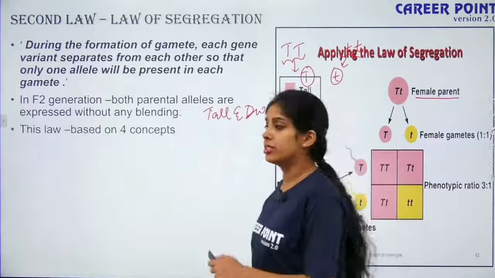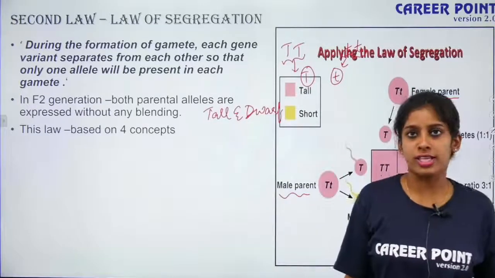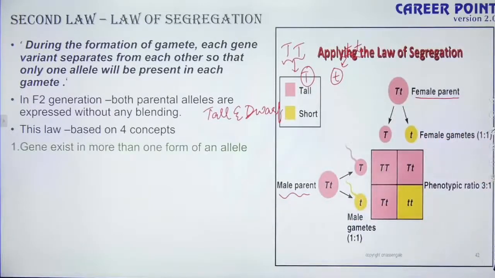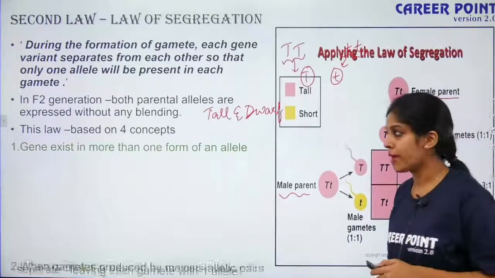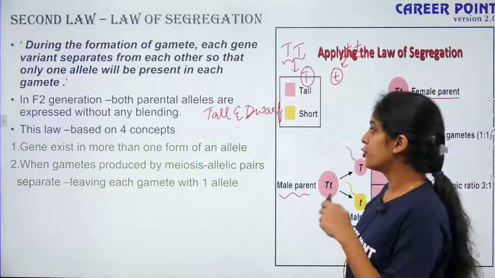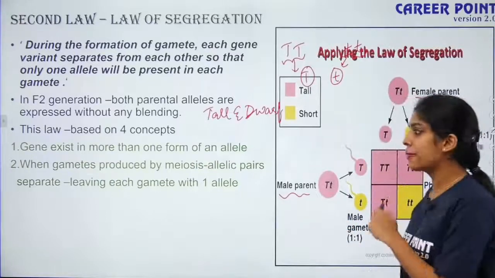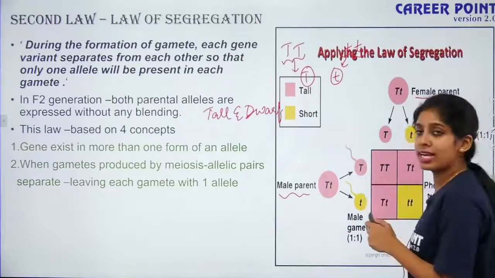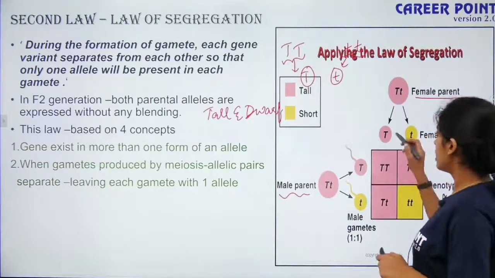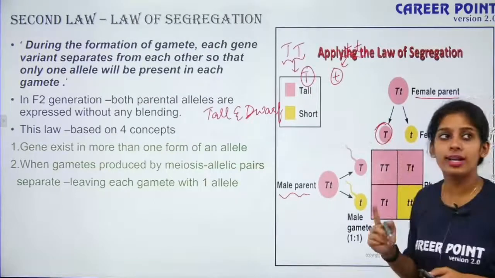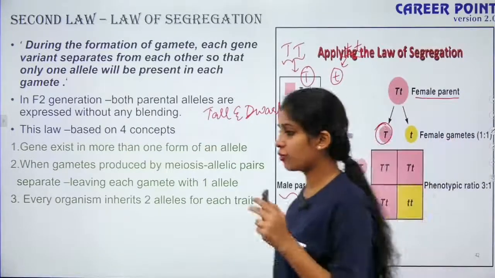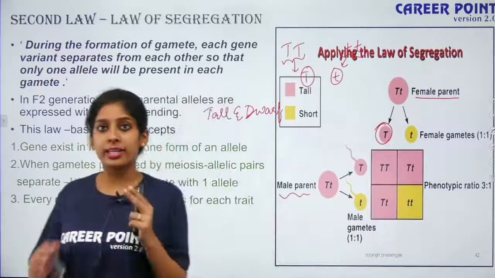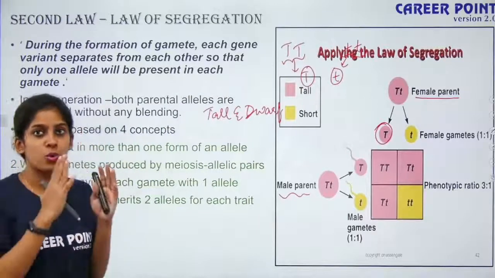Right? So this law is based on 4 concepts. So what are the concepts? A gene exists in more than one form, called an allele. They are always in pairs. When gametes are produced by meiosis, allelic pairs separate, leaving each gamete with only one allele. So see, there is only one allele in each gamete, right? Every organism inherits 2 alleles for each trait. So for the character height, you have 2 traits, that is tall and dwarf.